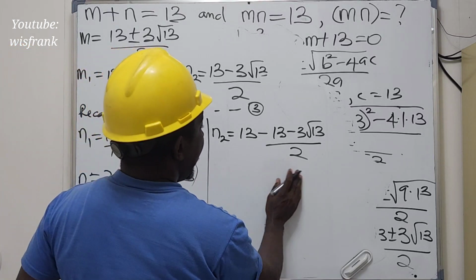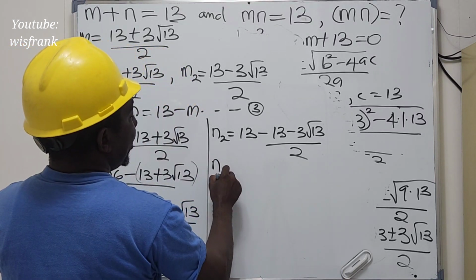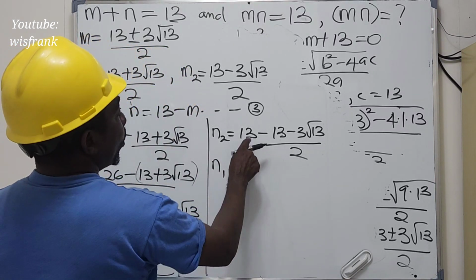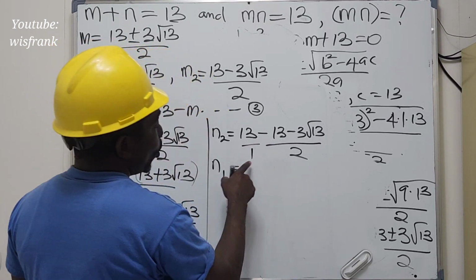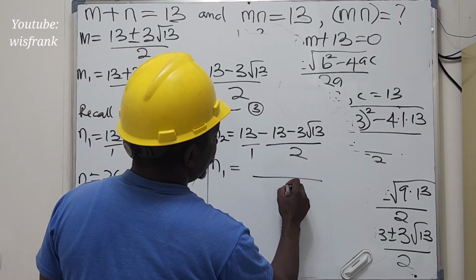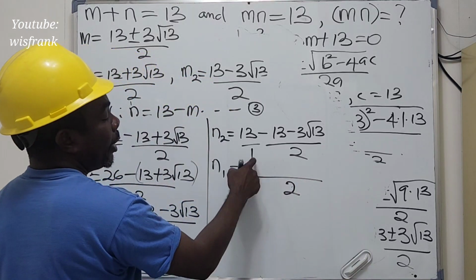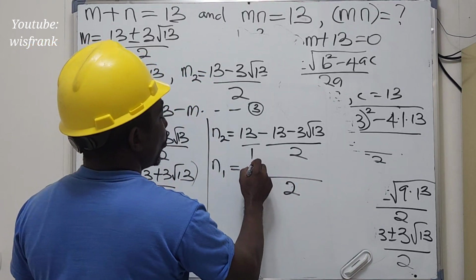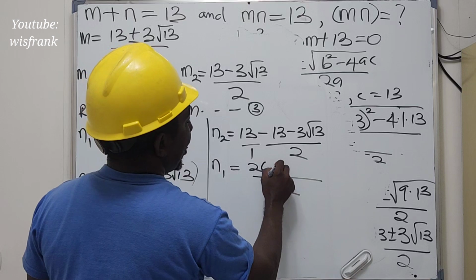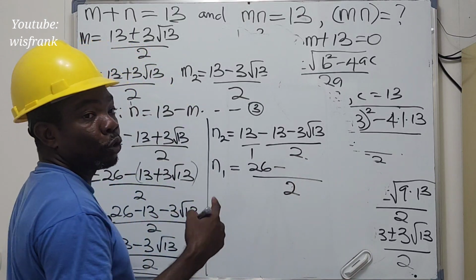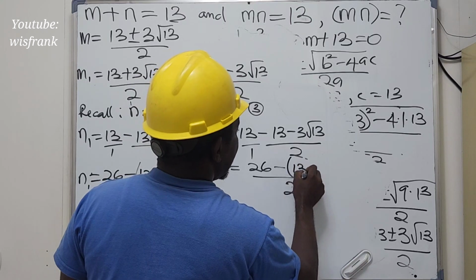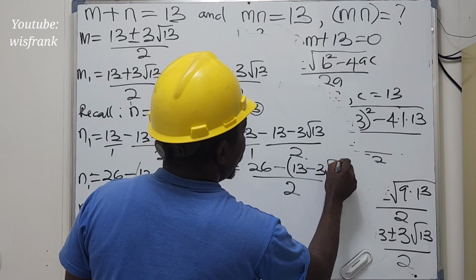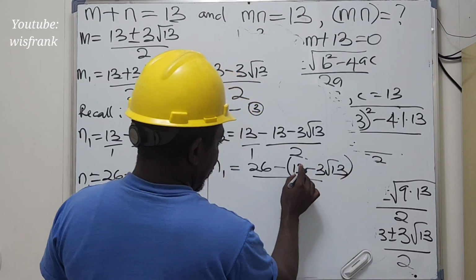So for n2, what we are going to do is bring this and put a denominator. The LCM of these two is 2. So 2 divided by 1 is 2. 2 times 13, we have 26. Then we have minus. Then 2 divided by 2 is 1. 1 times the whole of here becomes 13 minus 3 root 13. So this is what we have.